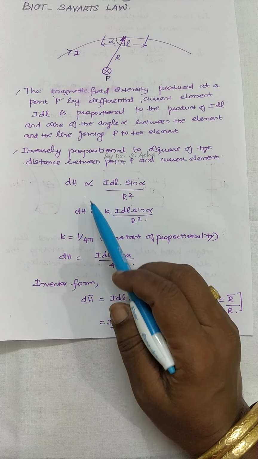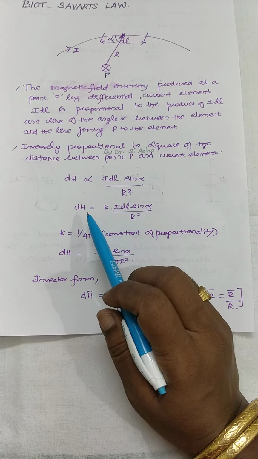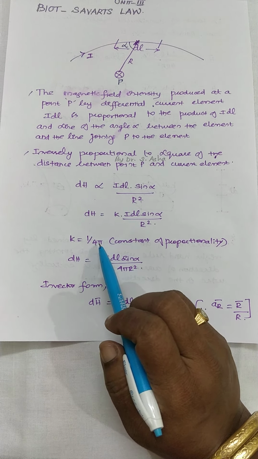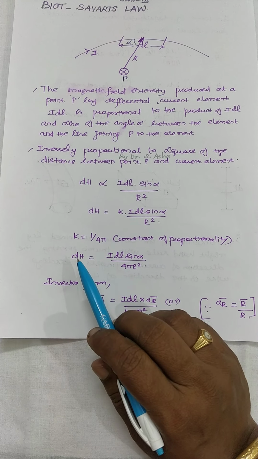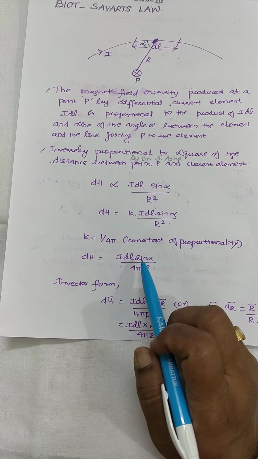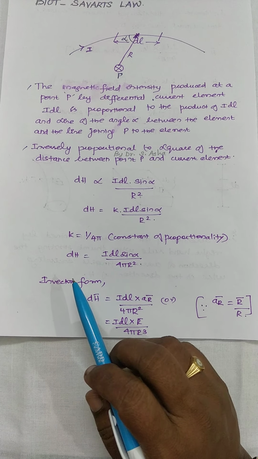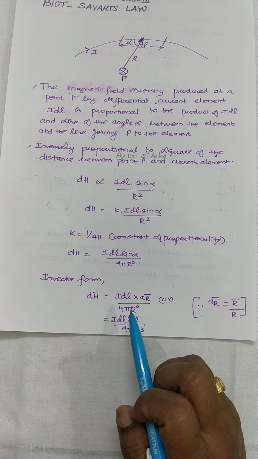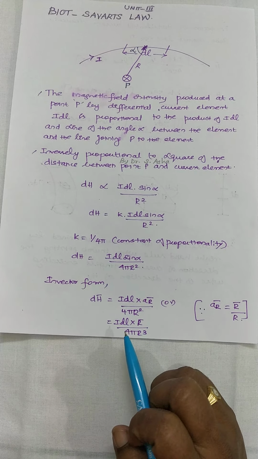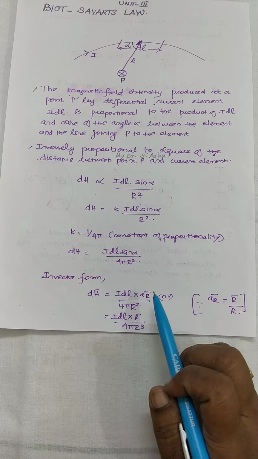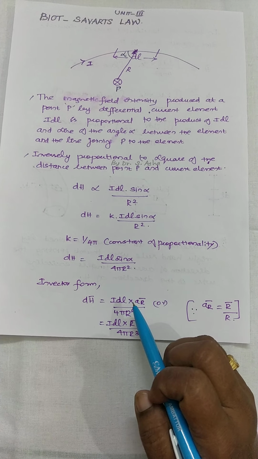So, introducing the constant of proportionality k, dH becomes equal to k I dl sin alpha divided by r square, where k is equal to 1 by 4 pi, the constant of proportionality. Now, dH is defined by I dl sin alpha divided by 4 pi r square, because I have replaced k by 1 by 4 pi. But in vector form, how do we define this? It is dH equal to I dl cross aR vector divided by 4 pi r square, or I dl cross R vector divided by 4 pi r cube, because we know that aR vector is equal to R vector by R. Here the cross defines the sine of the angle. We know the cross product is the sine representation and the dot product is the cosine representation.